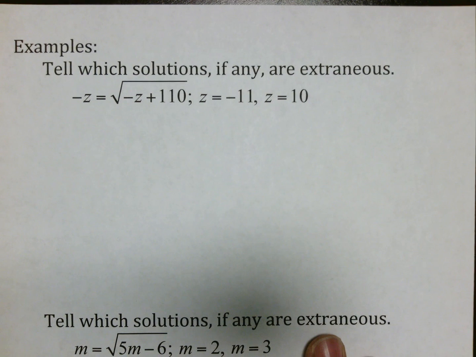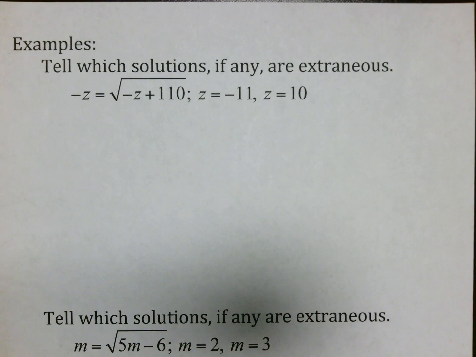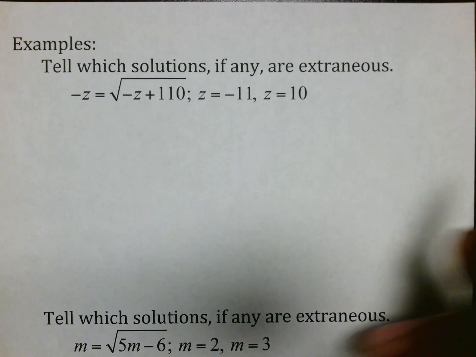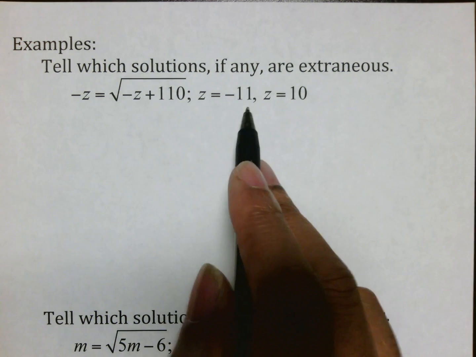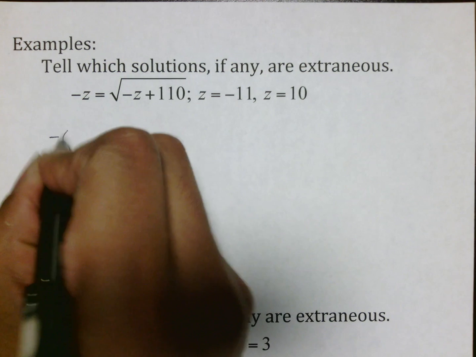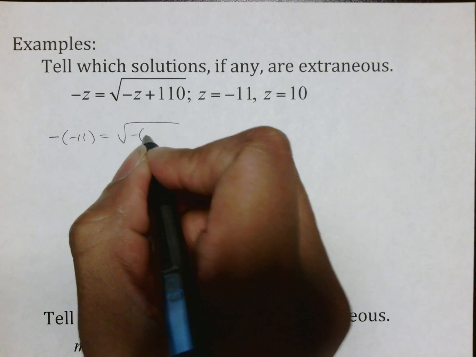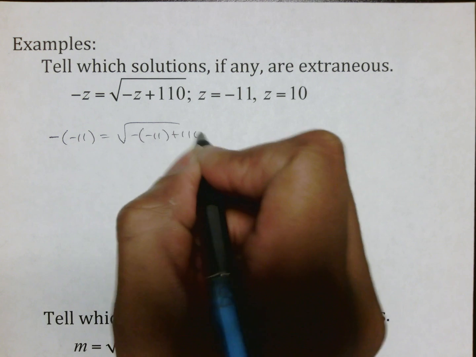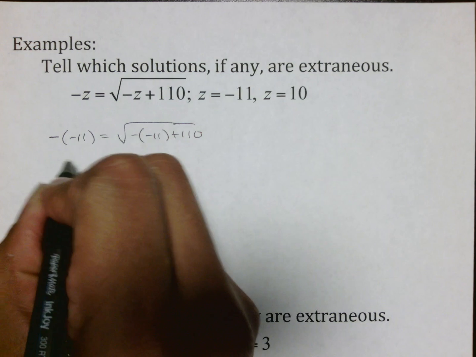Examples: tell which solutions, if any, are extraneous. Again, this is a question that you're going to see on your homework. In this situation, they solved the question for you, and they just want to check to see if you know how to see if it's extraneous or not. So all you have to do is take your answer and plug it in. So negative (negative 11) equals square root of negative (negative 11) plus 110. And all you honestly have to do after you write that is simplify.